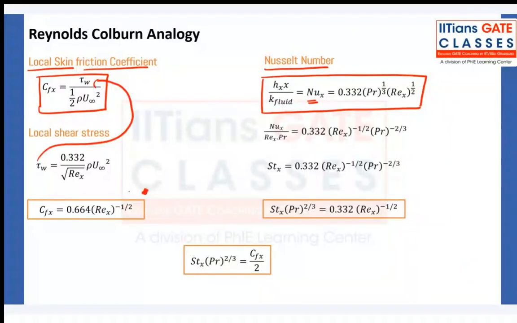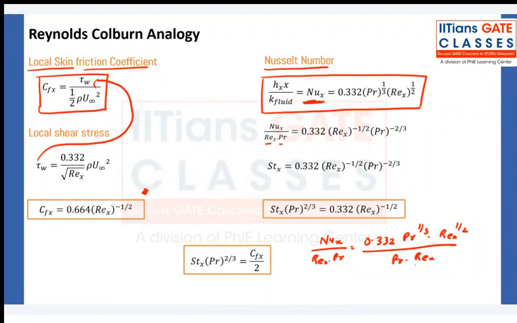Now in Nusselt number, if I divide this Nusselt number by Reynolds number and Prandtl number, if I divide the whole equation, for example, look, I have Nusselt number x. I divide this by Reynolds number x and Prandtl number, 0.332 Prandtl number 1 by 3, Reynolds number x 1 by 2 by Prandtl number and Reynolds number x, as we have defined. So we can do minus 1 on the top. Minus 1.